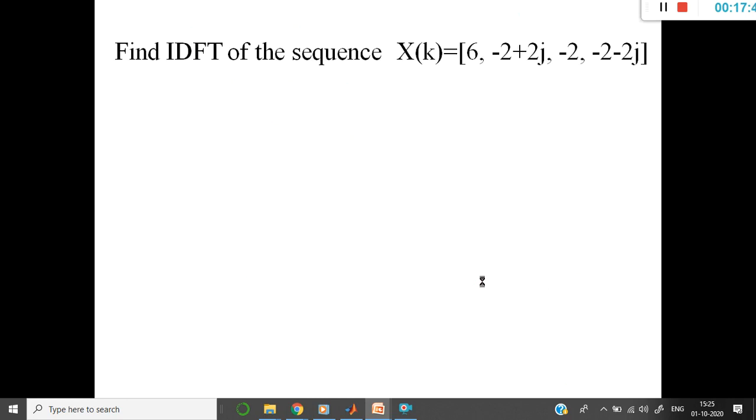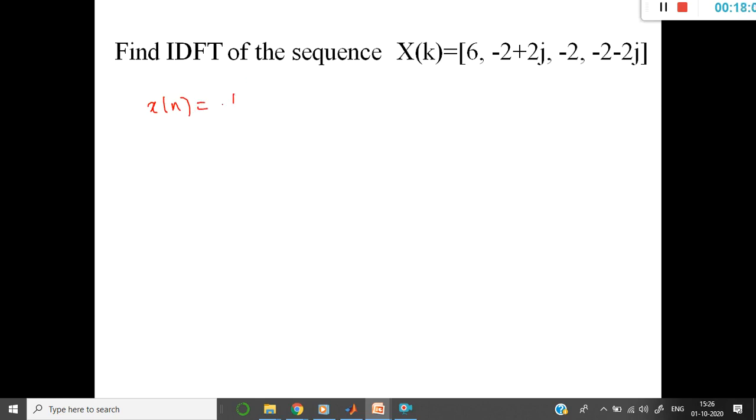So one more example, a very simple example. You already solved this example. You got to know x of k. The same example I have taken here, if you remember. So x of k is given. You need to obtain the x of n here. Try to solve this, and parallelly I will be solving here.